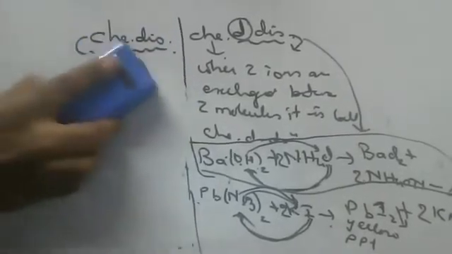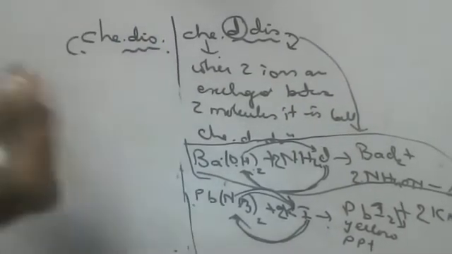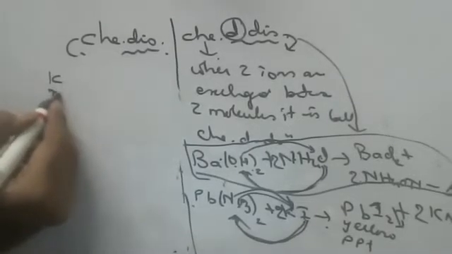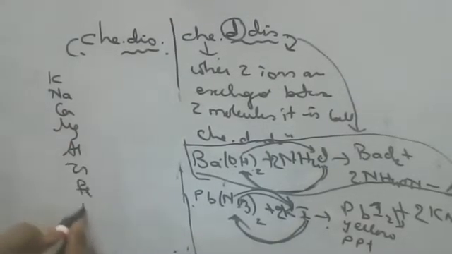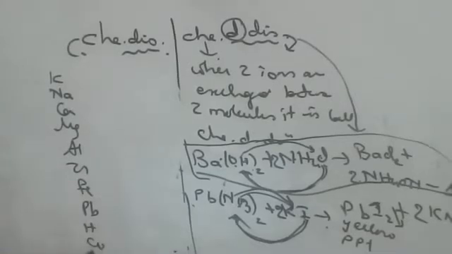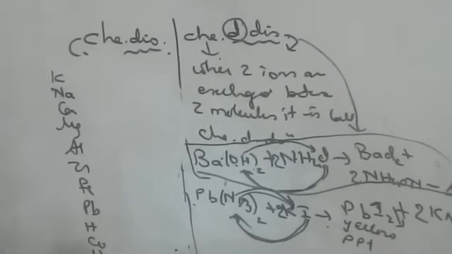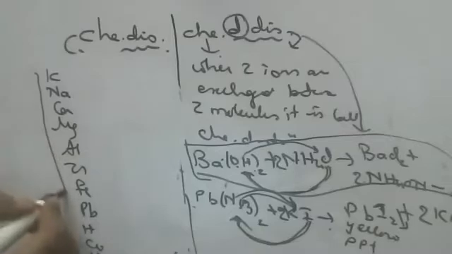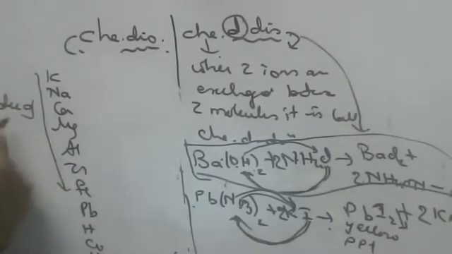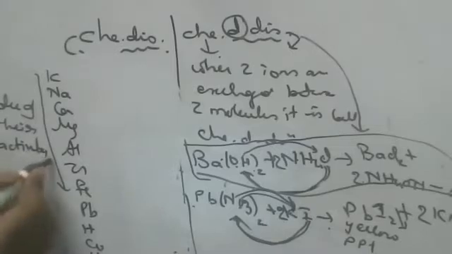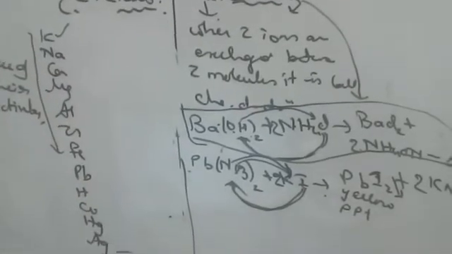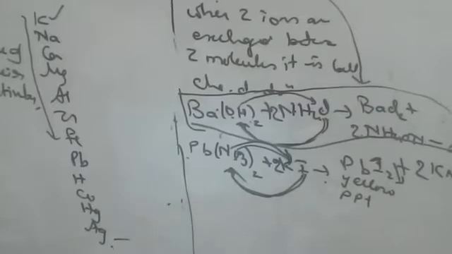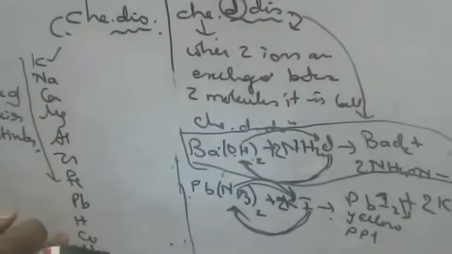Before discussing chemical displacement in brief, you should know the activity series. I hope everyone knows the activity series: potassium, sodium, calcium, magnesium, aluminium, zinc, iron, lead, hydrogen, copper, mercury, silver. They are arranged in decreasing order of their reactivity. You should remember this series as it is. There is no other alternative. Potassium is the topmost reactive, and the least reactive are silver, gold and platinum.